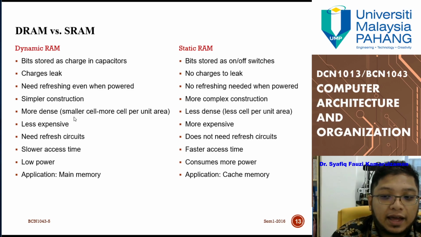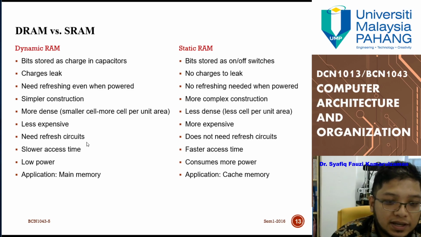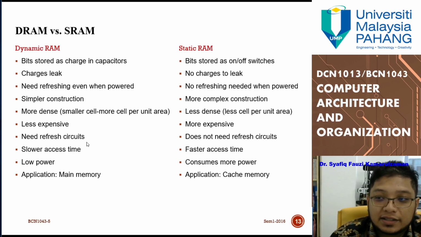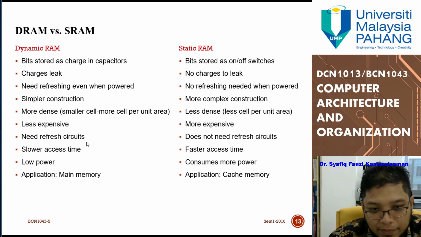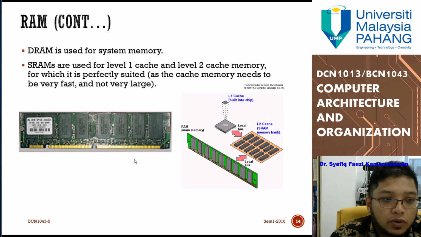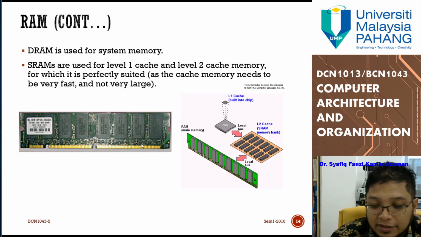The application for DRAM is basically your main memory, which is your RAM itself. And static RAM is usually used as the cache memory inside your CPU. So this is where we use our cache memory. An example of DRAM is random access memory, the main memory inside your PC.